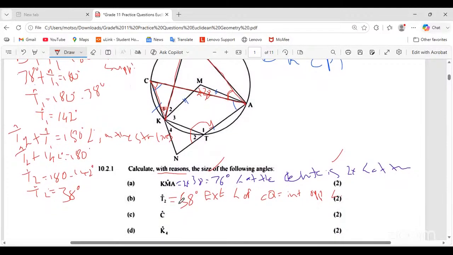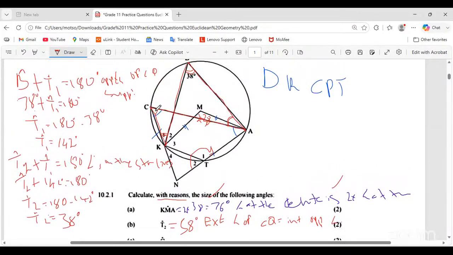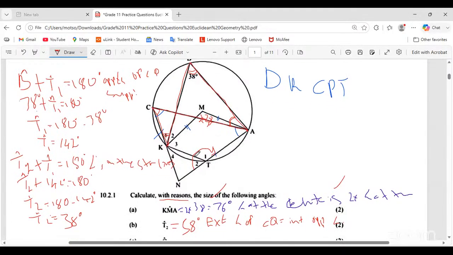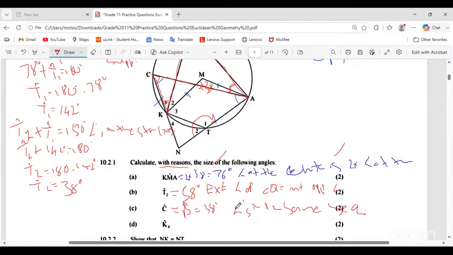Now let's proceed to the next question. Question C. We are required to find the angle C. Where is C? C is there. We said when we were using the Cape Town theorem that C is equal to B because angles in the same segment. So C is equal to B. They are both equal to 38 degrees. Reason being, angles in the same segment. Fine. Let's go to the next one.